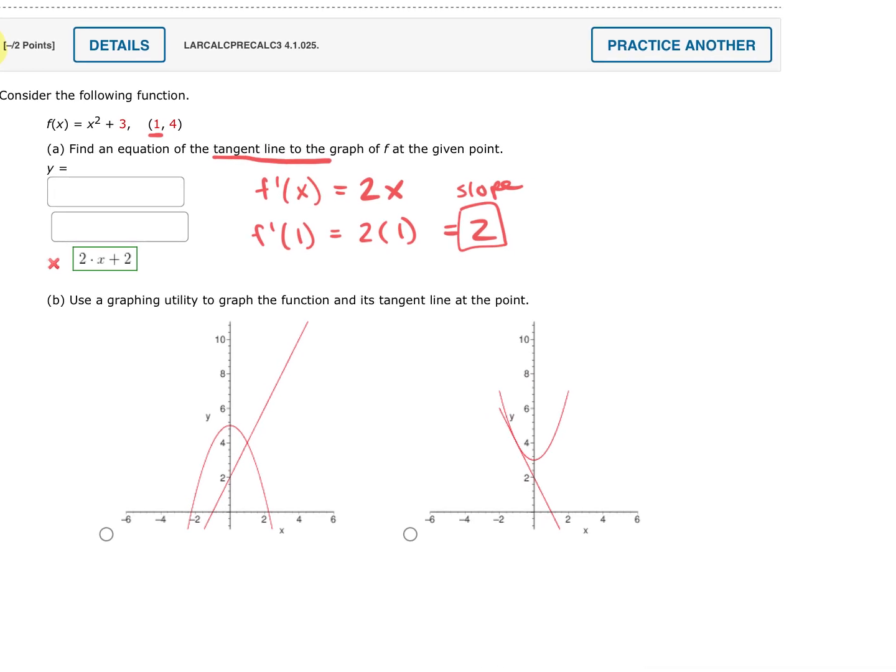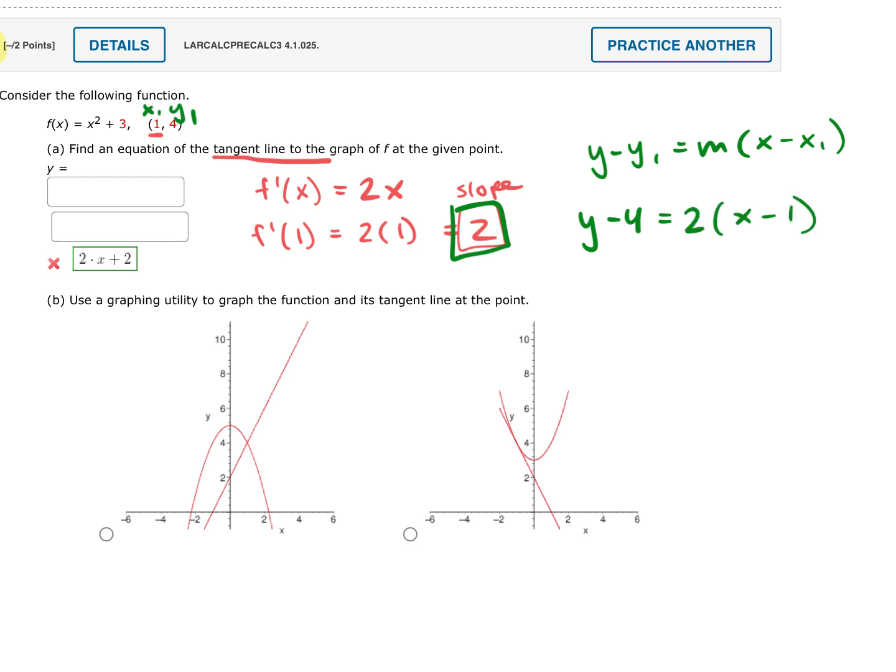So our equation, we want to use y minus y1 is equal to m times x minus x1. So our point is going to be our x1, y1, and we have the slope, which is 2. So we're going to plug that in. So y minus 4 is equal to 2 times x minus 1. Solve for y. We want to put it into slope-intercept form. So we're going to get our y all by itself.